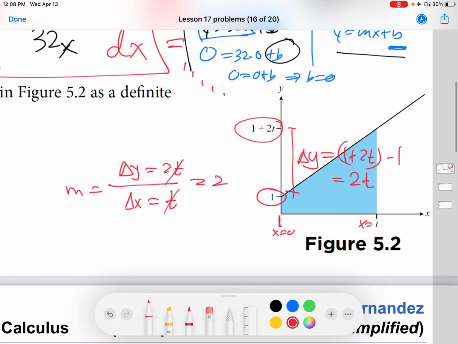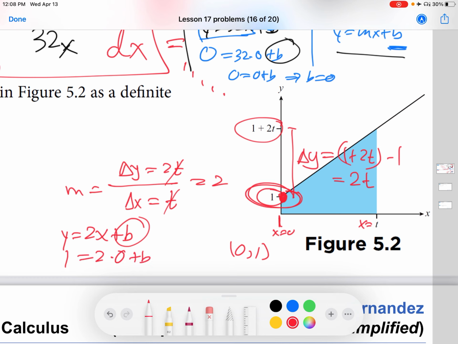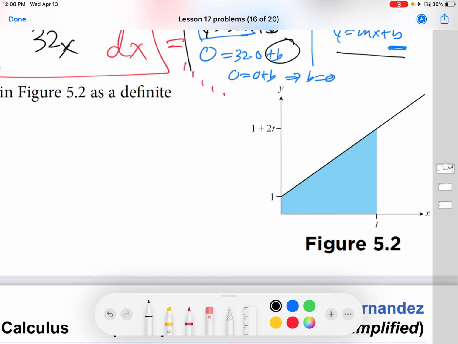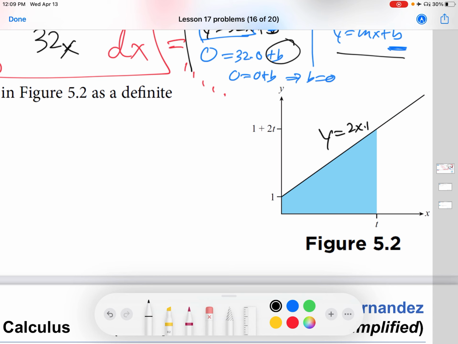So I know the slope, and then as before, I write out my mx plus b form, and I find the y-intercept b value. So I know here that the graph crosses at x equals 0, y equals 1. That's this point right here. So when y is 1, x is 0, and that leaves me with b equals 1. So I go back here, I update the 1, and that gives me my equation of the line. So 2x plus 1 is the equation of this line.